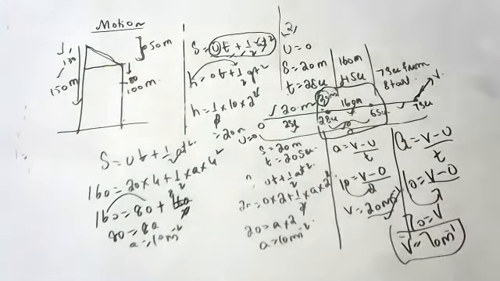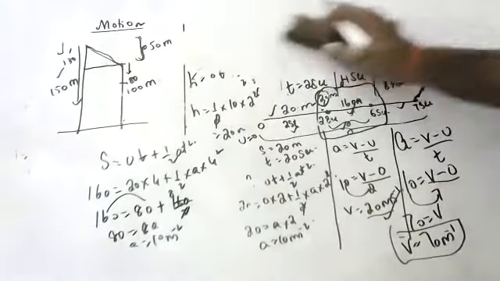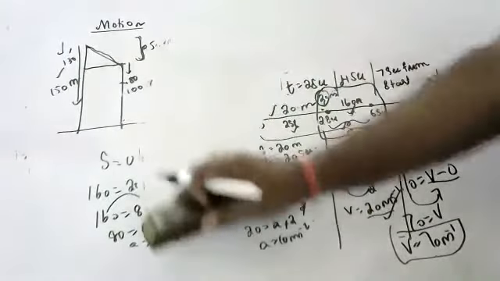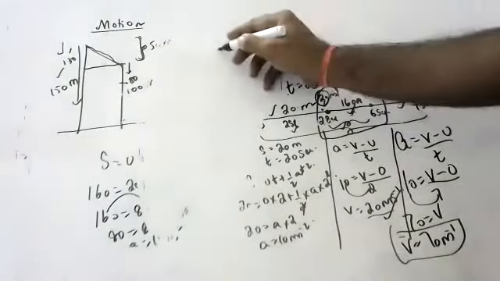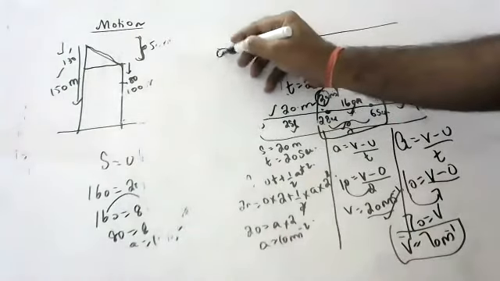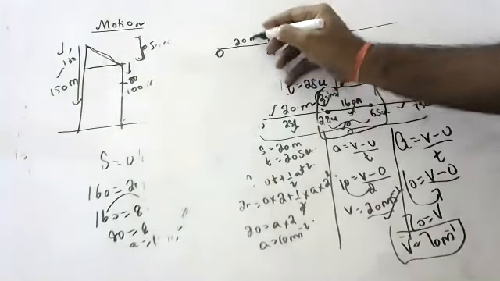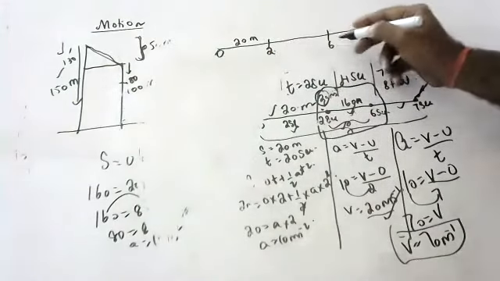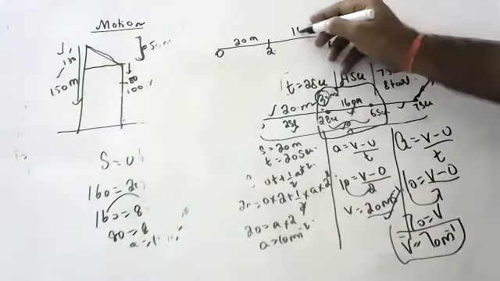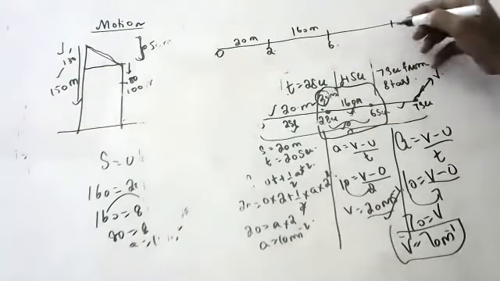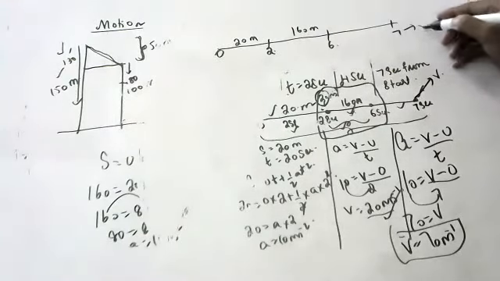I know you people did not understand anything. Those who didn't understand, I will give the explanation. Please see here, children. Please don't sit like that. From 0 to 2 seconds, it traveled 20 meters. From 2 to 6 seconds, it traveled 160 meters. From 6 to 7 seconds, what is the final velocity?